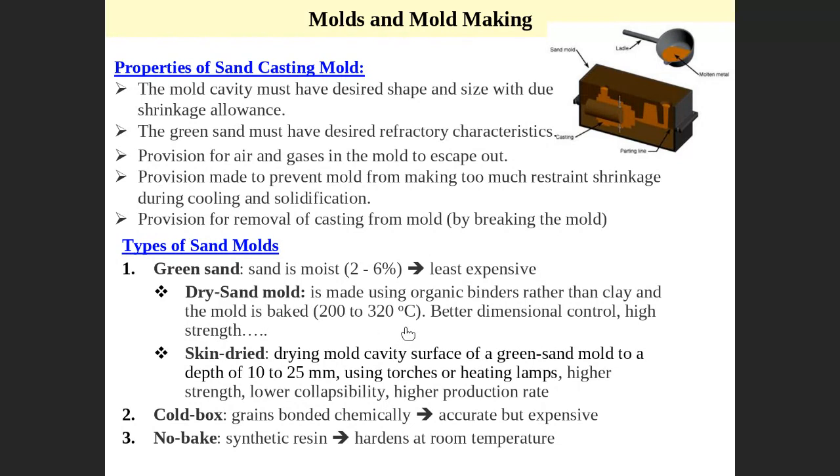However, we also have what we call dry sand, which means we use a torch to remove the moisture from the sand. Why? Because whenever you have green sand with moisture and you put the liquid inside, a lot of gases will be created, and this creates a big problem. So dry sand is made using organic binder rather than clay. This gives better dimension control. It is usually baked at 200 to 300 to remove all moisture.